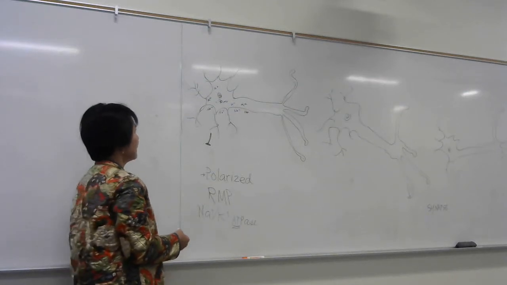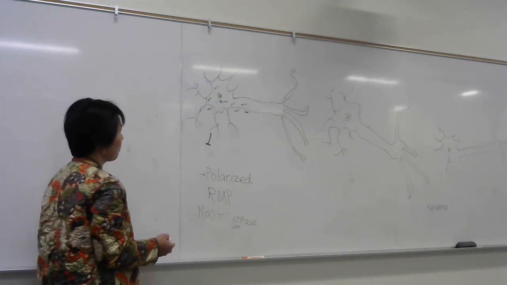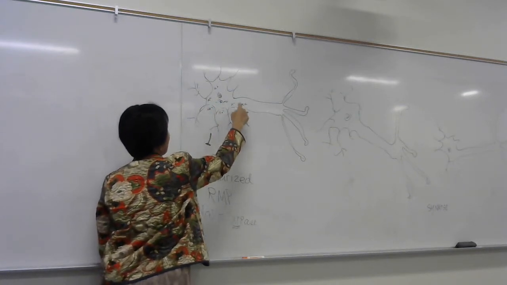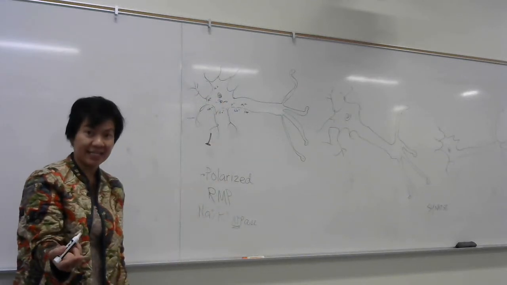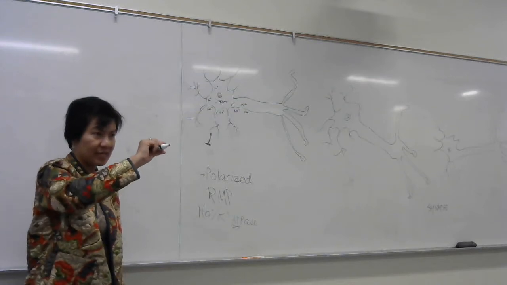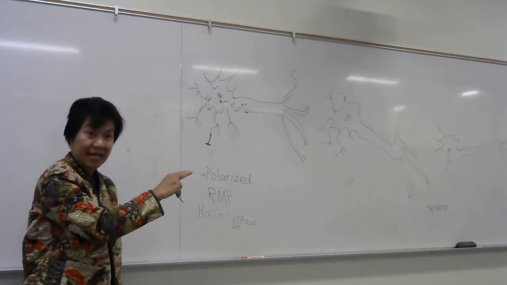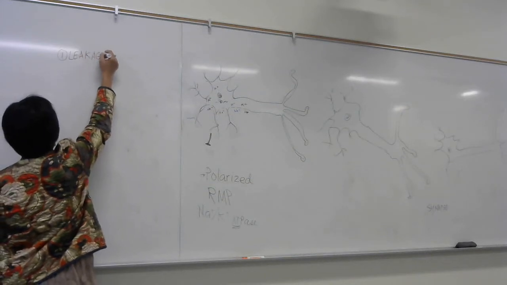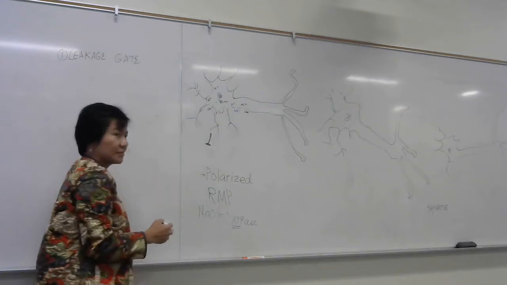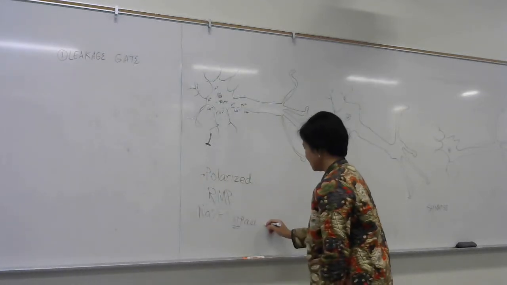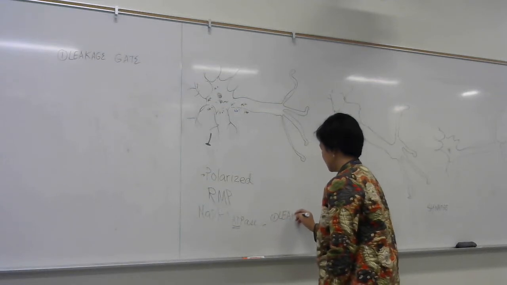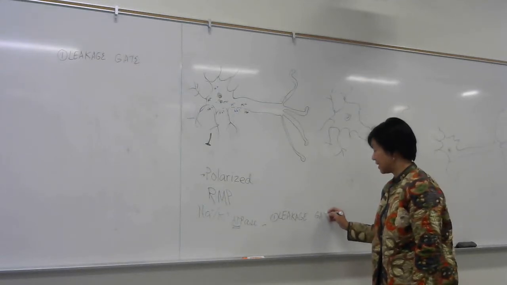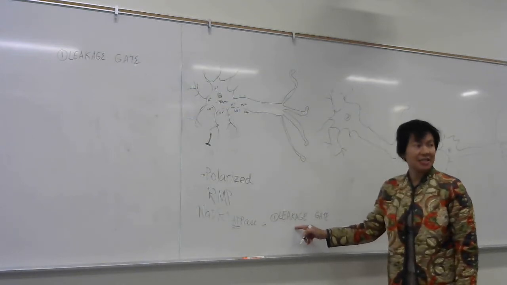Okay, so now I want to introduce you to gates. The reason why they can move in or out, and you're always pushing them to their respective compartments, is because of the presence of gates. A gate is nothing but a channel that allows this electrolyte. So you have sodium gates, you have potassium gates, okay? The first gate I wanted you to know is called the leakage gate. What's a gate? It's nothing but channels for these two electrolytes, sodium and potassium. By the word leakage, they're always open.